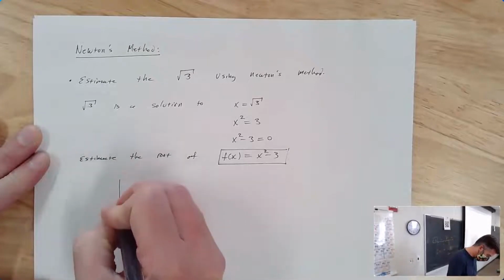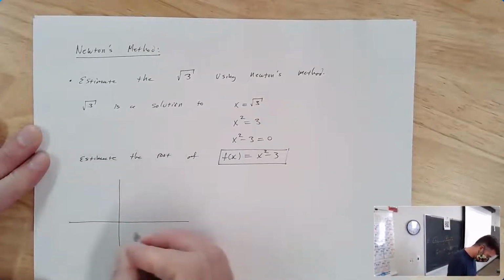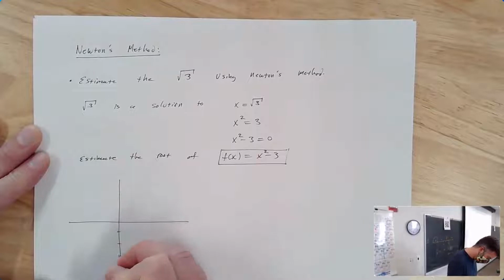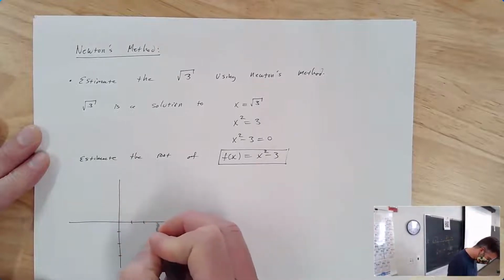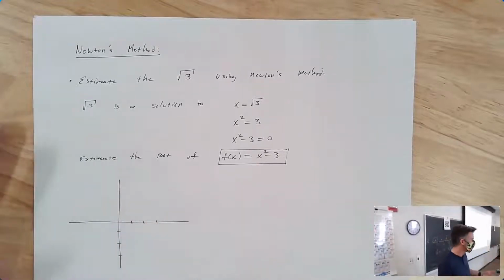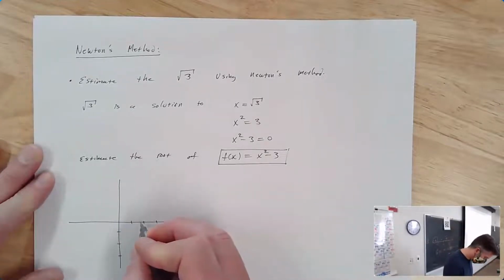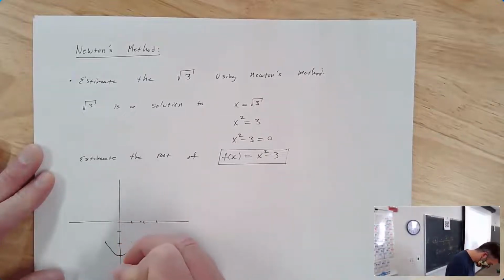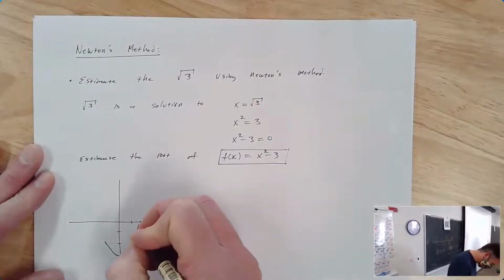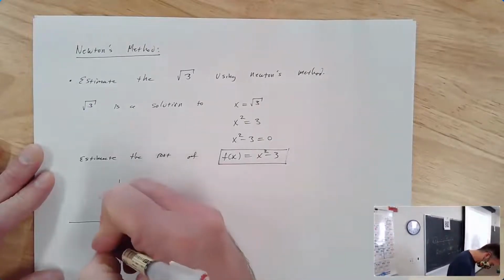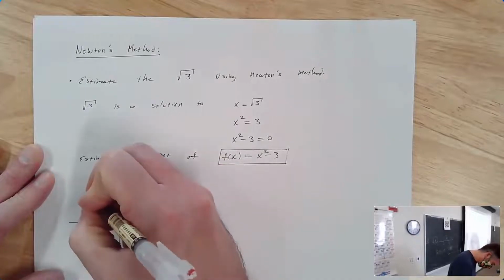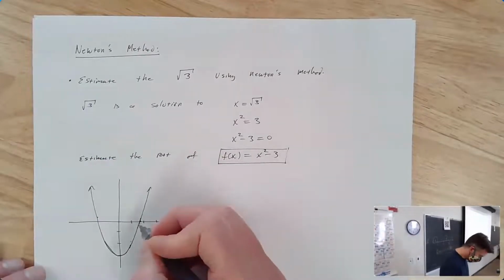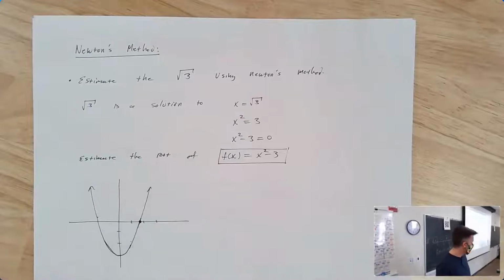Let's draw 1, 2, 3. And I know that the square root of 3 is about like 1.7-ish, like 1.73. So that's going to hit right about there. So I've got something that looks like this. There's my parabola. It's coming up like this. It's going to hit right about there. So we're trying to estimate that value right there.